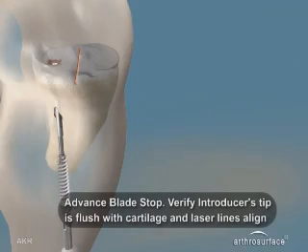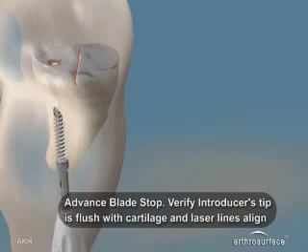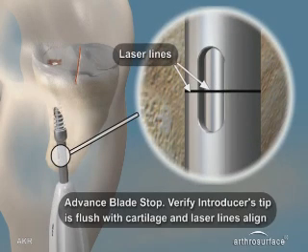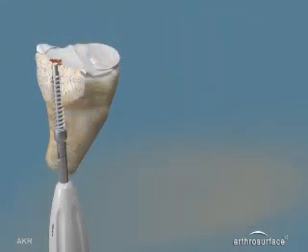The next step is to insert the threaded blade stop, which will become the depth stop for the tibial cutter, so that we can create the optimal socket depth for the implant. The blade stop is inserted over the introducer until the laser marks on the driver handle are aligned with the laser mark on the introducer shaft.